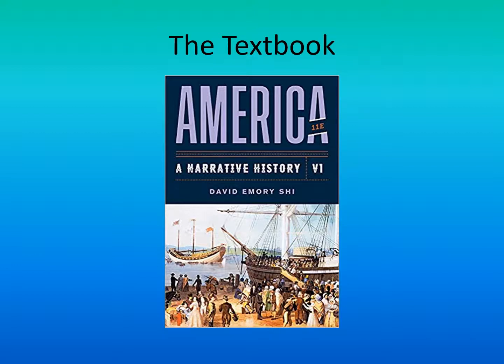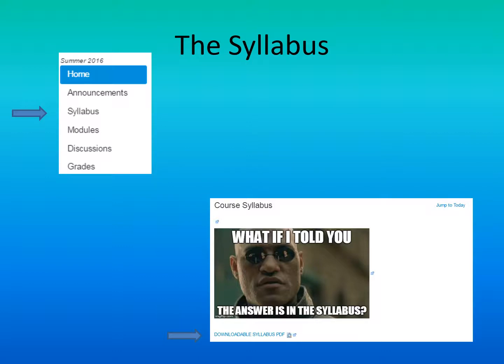We use the 11th edition of America: A Narrative History by David Shi. This book is available for rental or purchase at the TCC bookstore. Please be sure to get the book in either format, either the electronic format or in the printed format, no later than the end of next week. You do not want to fall behind in your readings for this course. Trust me.